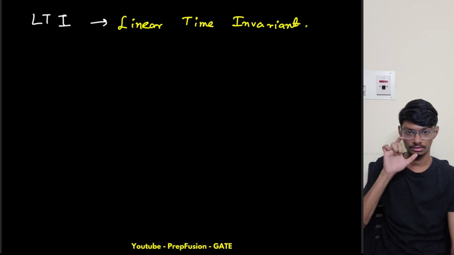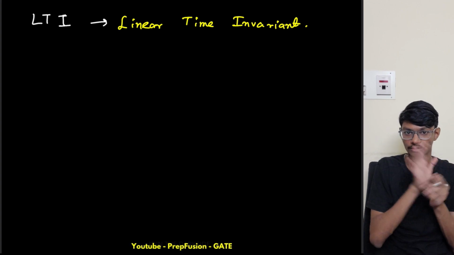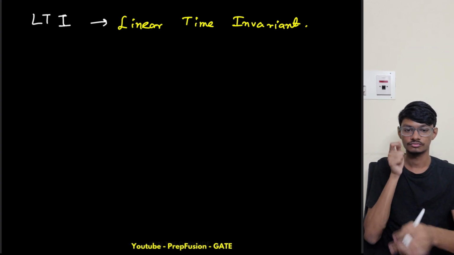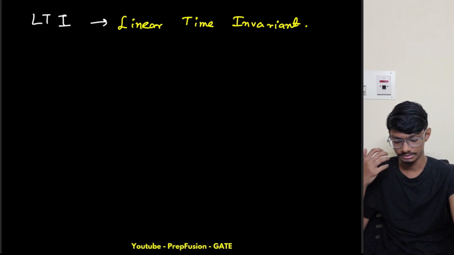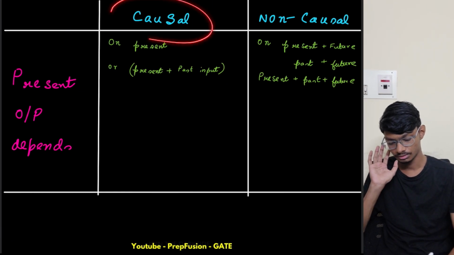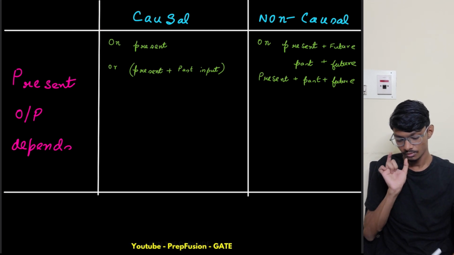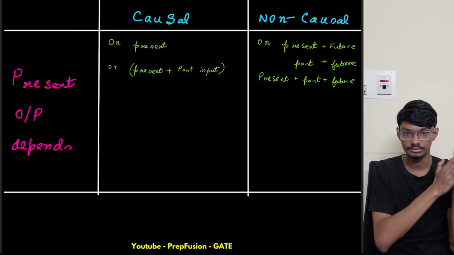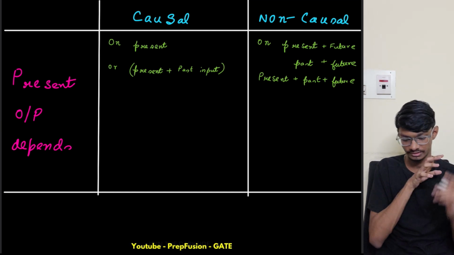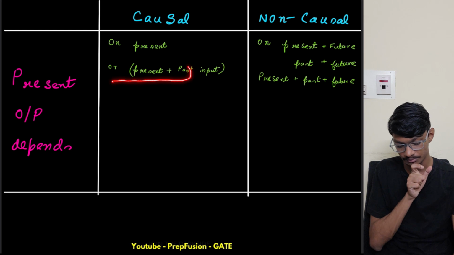Also, one more thing, that in control system we're only concerned with causal signals. I told you I will explain what is causal. So first, let us understand what a causal signal is. What is the difference between causal and non-causal? For causal, the present output of the system that we receive should only depend on the present or the present plus past input.